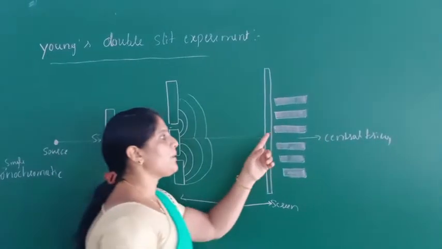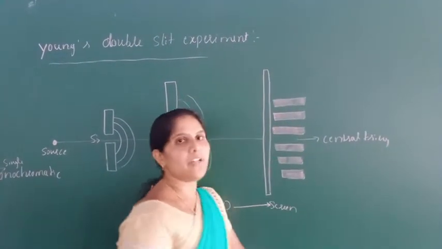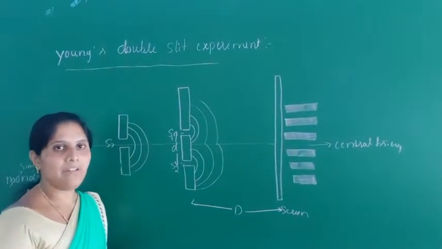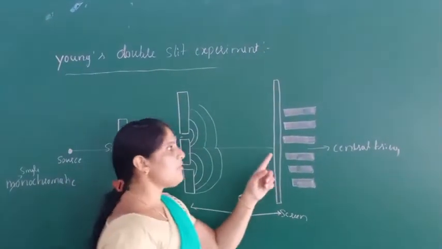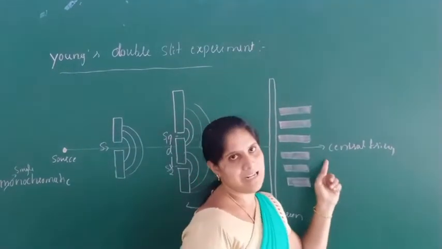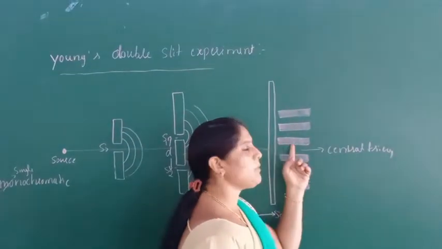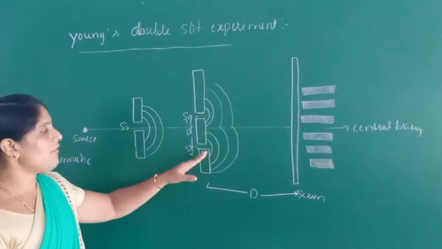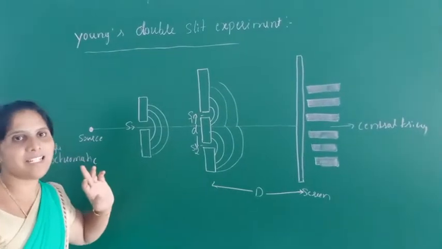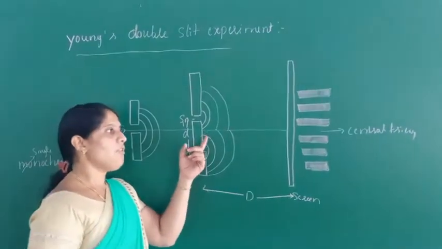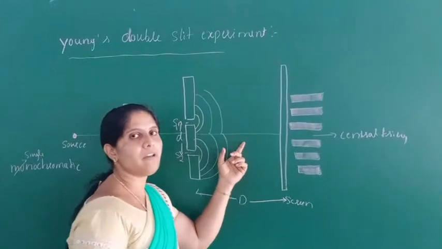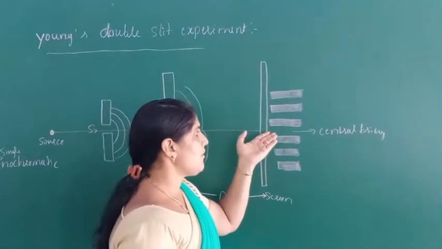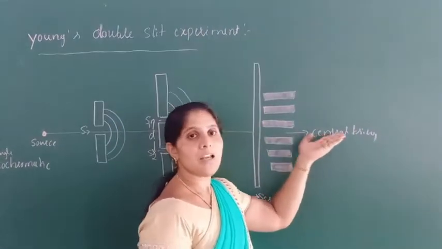These alternate bright and dark fringes are due to constructive and destructive interference. We know that a bright fringe is obtained due to constructive interference and a dark fringe is obtained due to destructive interference. When the wavefronts from S1 and S2 overlap, if the crest of one wave falls on the crest of another wave, or the trough of one wave falls on the trough of another wave, then constructive interference is obtained. So this constructive interference gives a bright fringe.